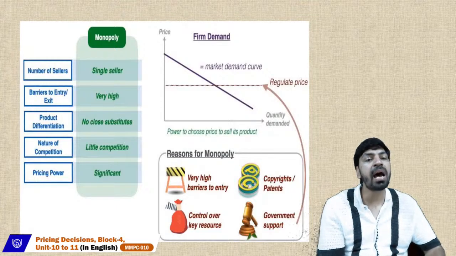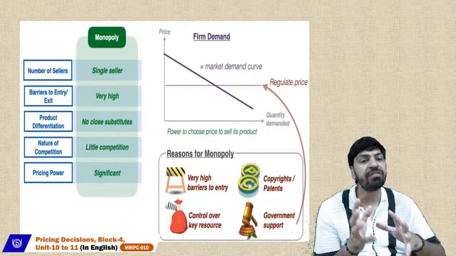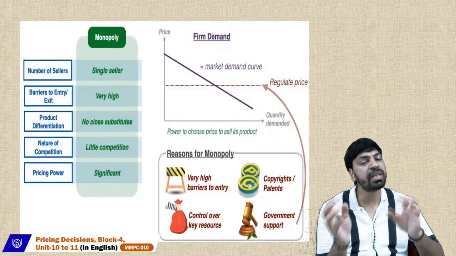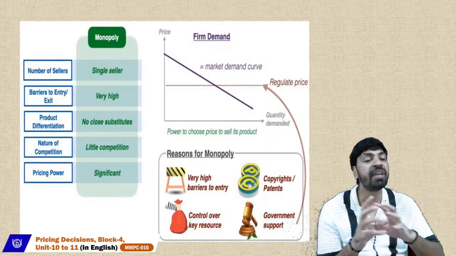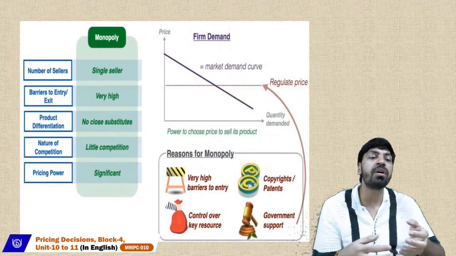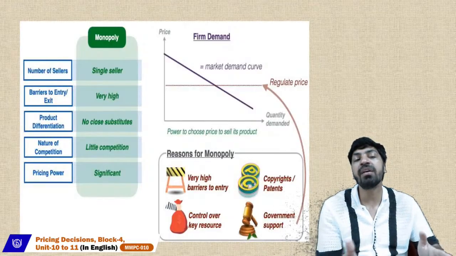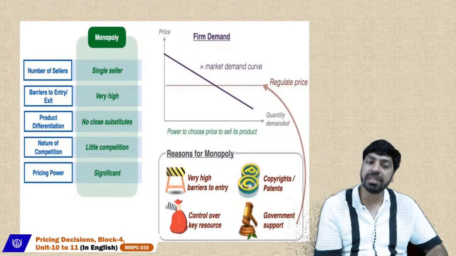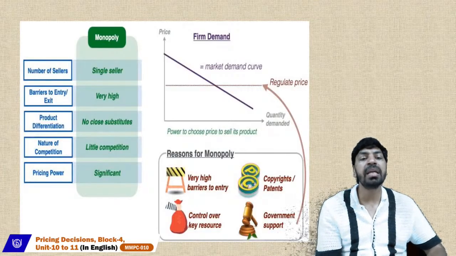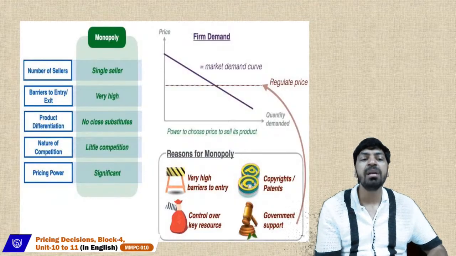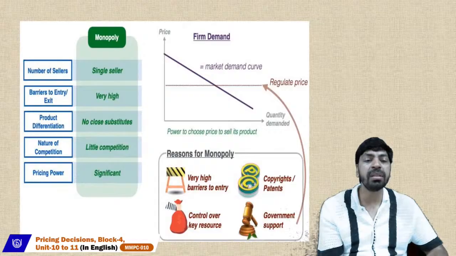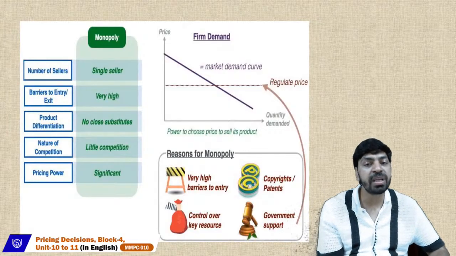Next, and the last market structure, is monopoly. There are five features of the monopoly, that is number of sellers, barriers to entry and exit, and so on. When we talk about the number of sellers, there is only a single seller available. There are very high barriers to entry and exit because after all it is a single seller, so no new sellers or firms could enter such a market, and that's why there are very high barriers to entry and exit. Product differentiation: there are no close substitutes for any of the products in such a market. Nature of competition: little competition exists. Pricing power: a single seller has significant pricing power and full control over the pricing of a product. Let's say Indian Railways, we can talk about.